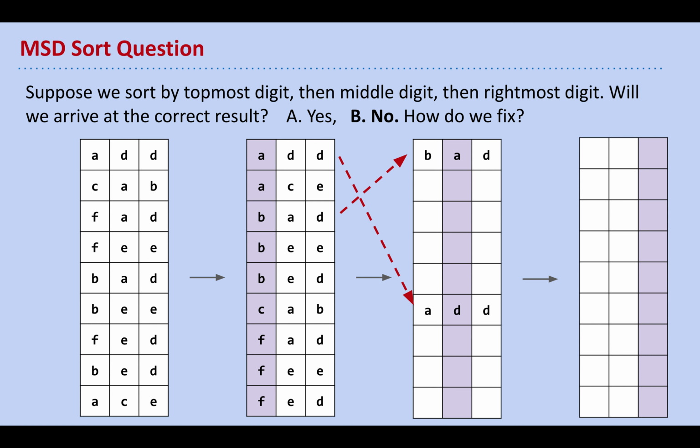ADD and ACE are supposed to be at the top of the end, but we have BAD and CAB and FAD and all those things, right? And since their middle digit is less than ADD's and ACE's middle digit, they'll get pushed up to the top instead, right? And what this will do is we'll say, oh shoot, now we're thinking that BAD is less than ADD, right? So maybe it doesn't work, right? Any ideas for how we can fix it?